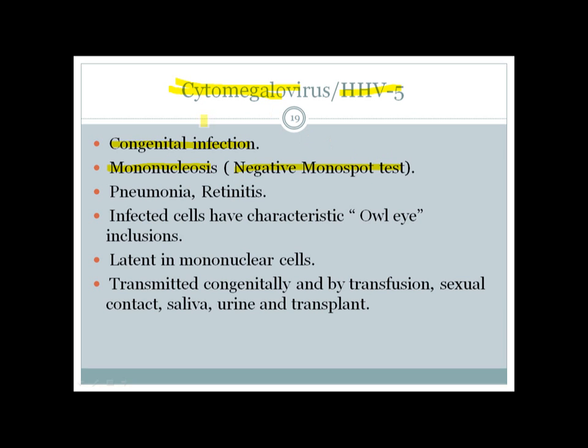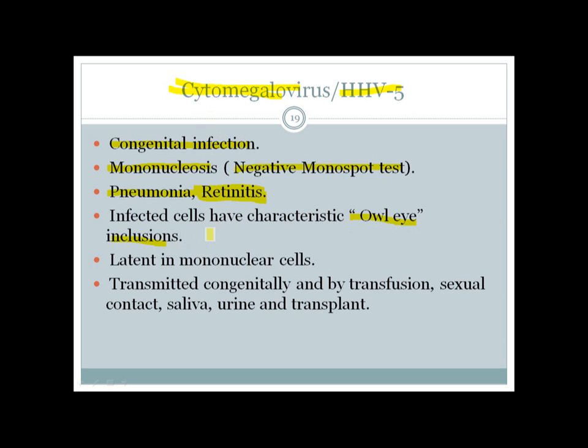test. It can also cause infection of the lungs, and very importantly, infection or inflammation of the retina. And this is very important, especially in case of AIDS patients. Okay, so we'll discuss it later in AIDS. And if a cell is infected with cytomegalovirus, the cell gets larger and has something called an Owl's eye inclusion.